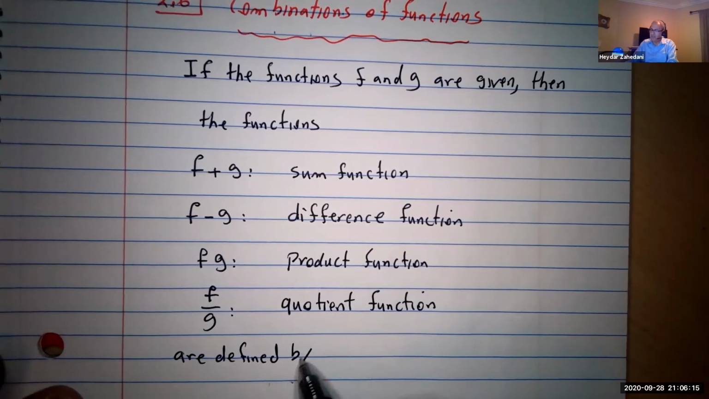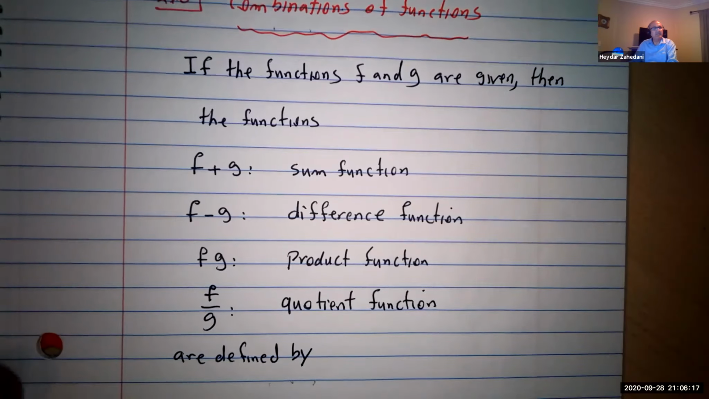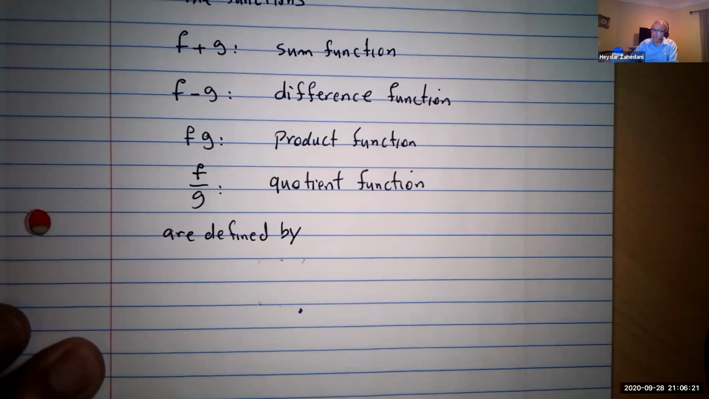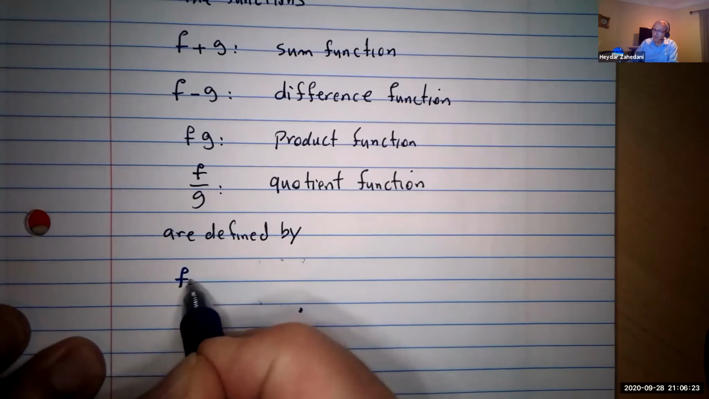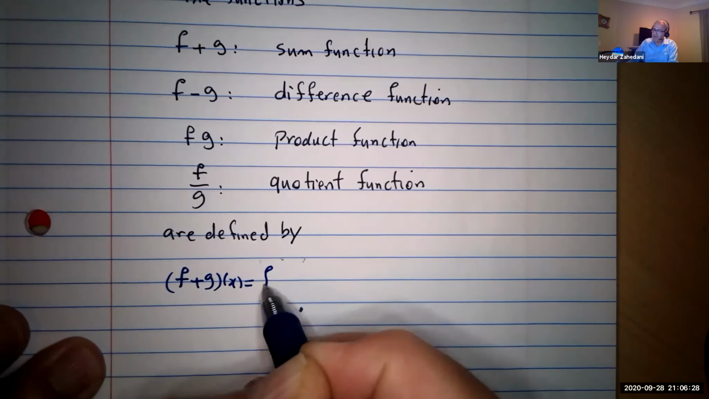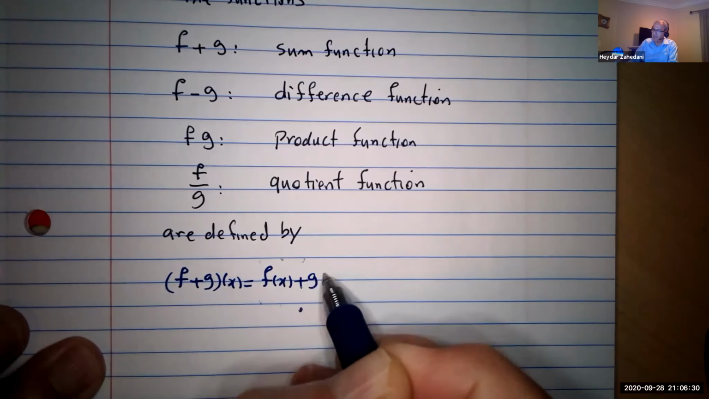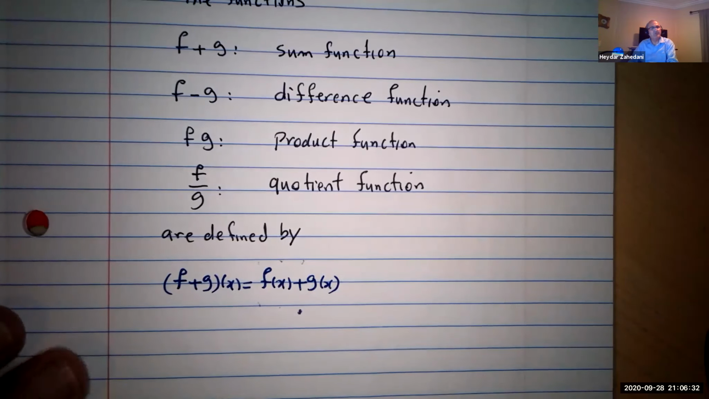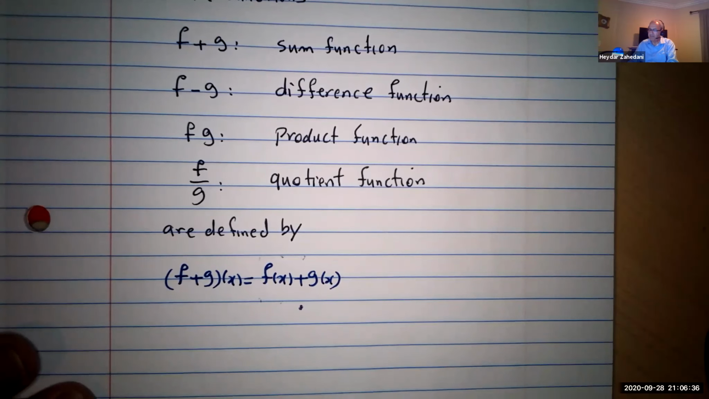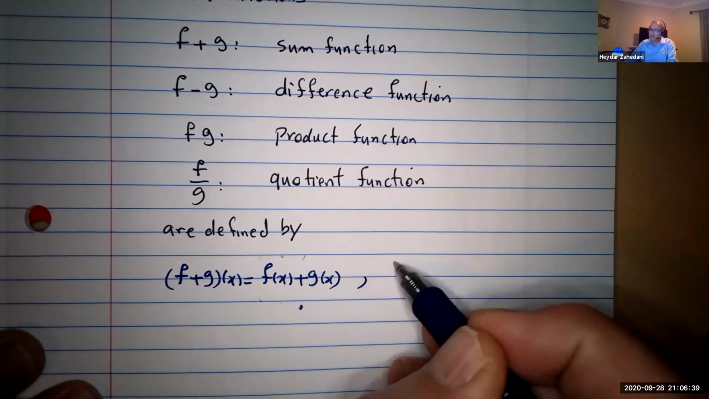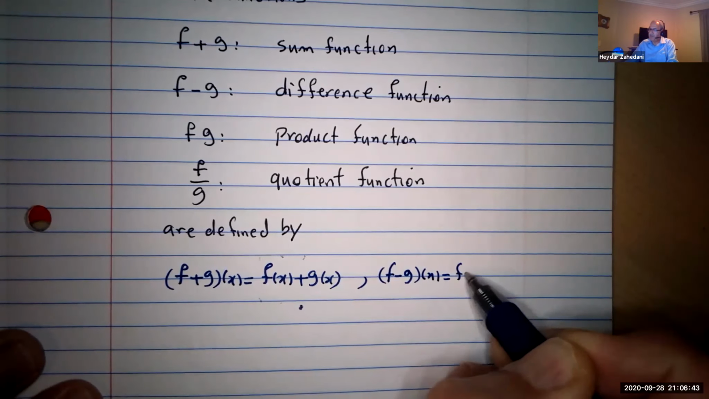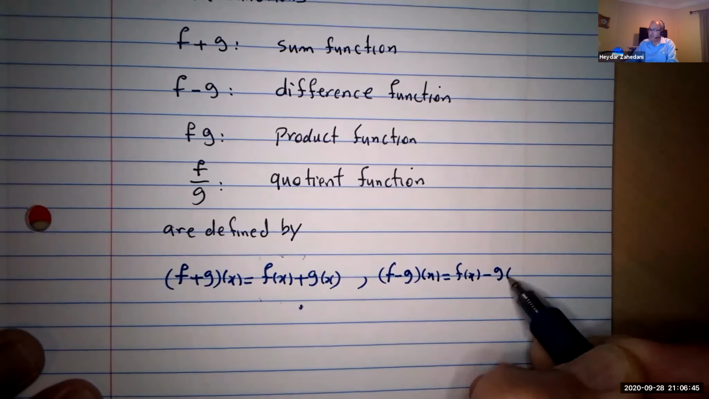Defined by, and that's it. It's going to be defined one by one. If you want to define f plus g at x, it's simply f of x plus g of x. It's called a pointwise operation. See, f of x plus g of x goes together. Then it's going to be f minus g, the same thing: f of x minus g of x.